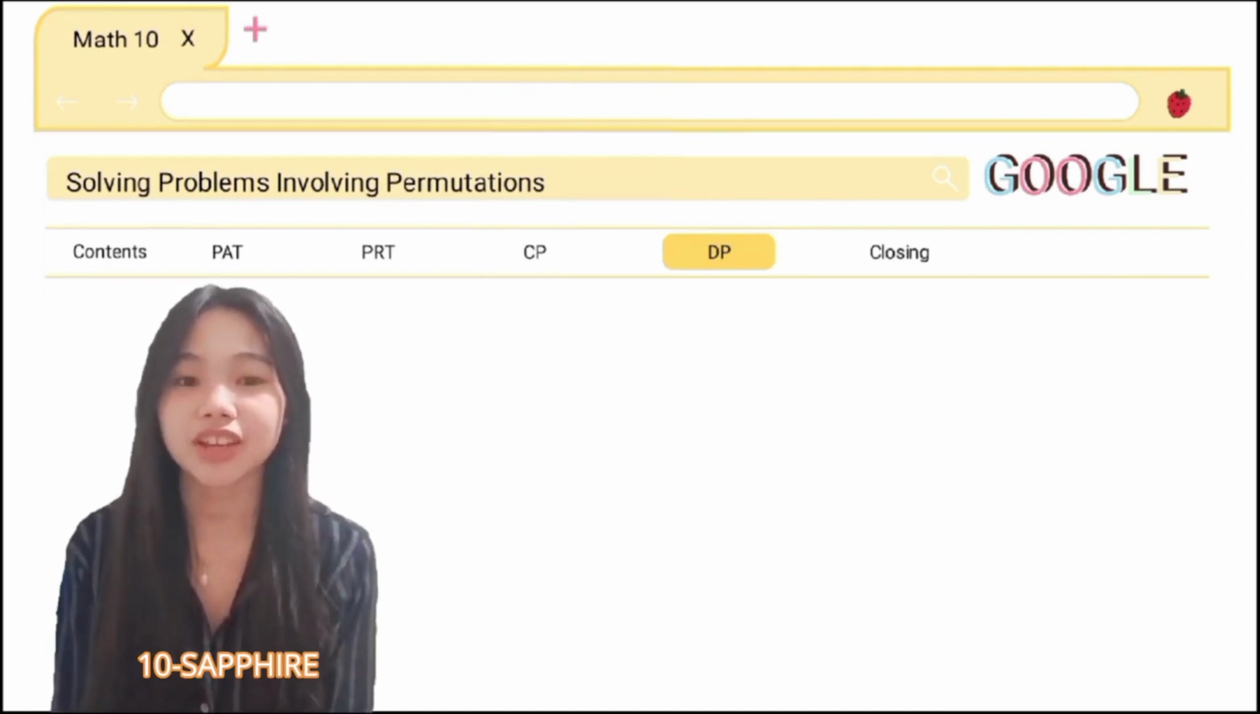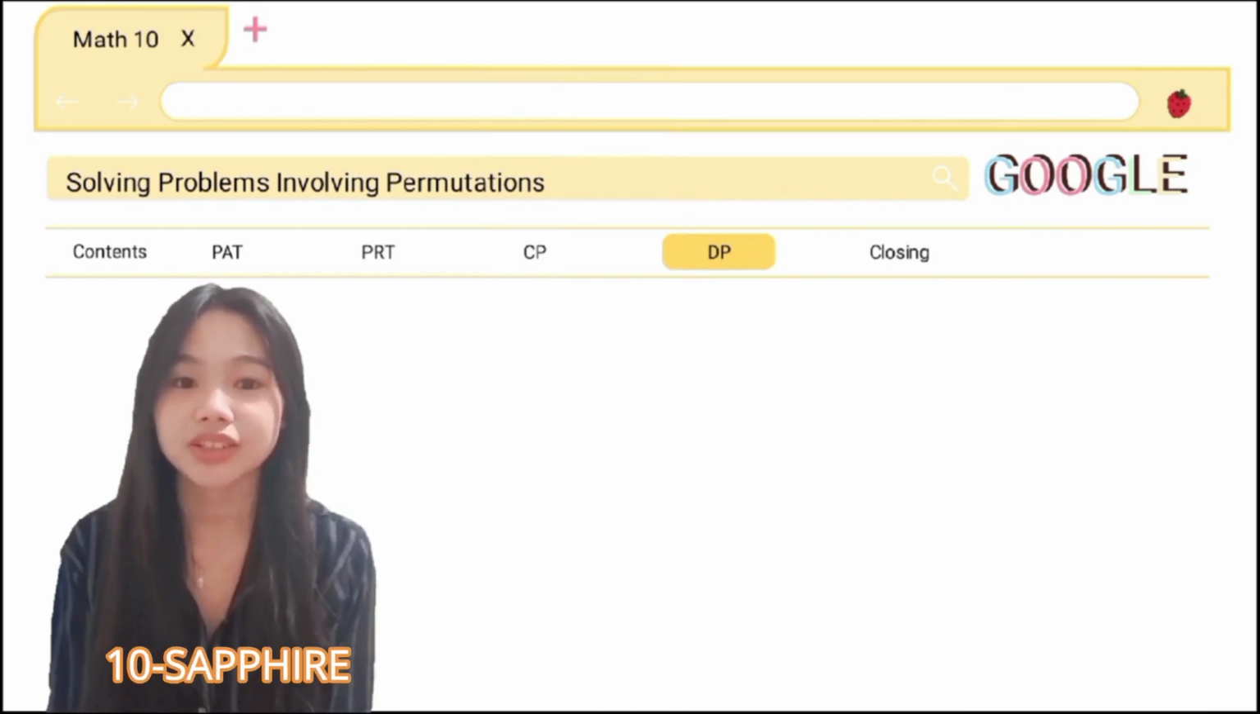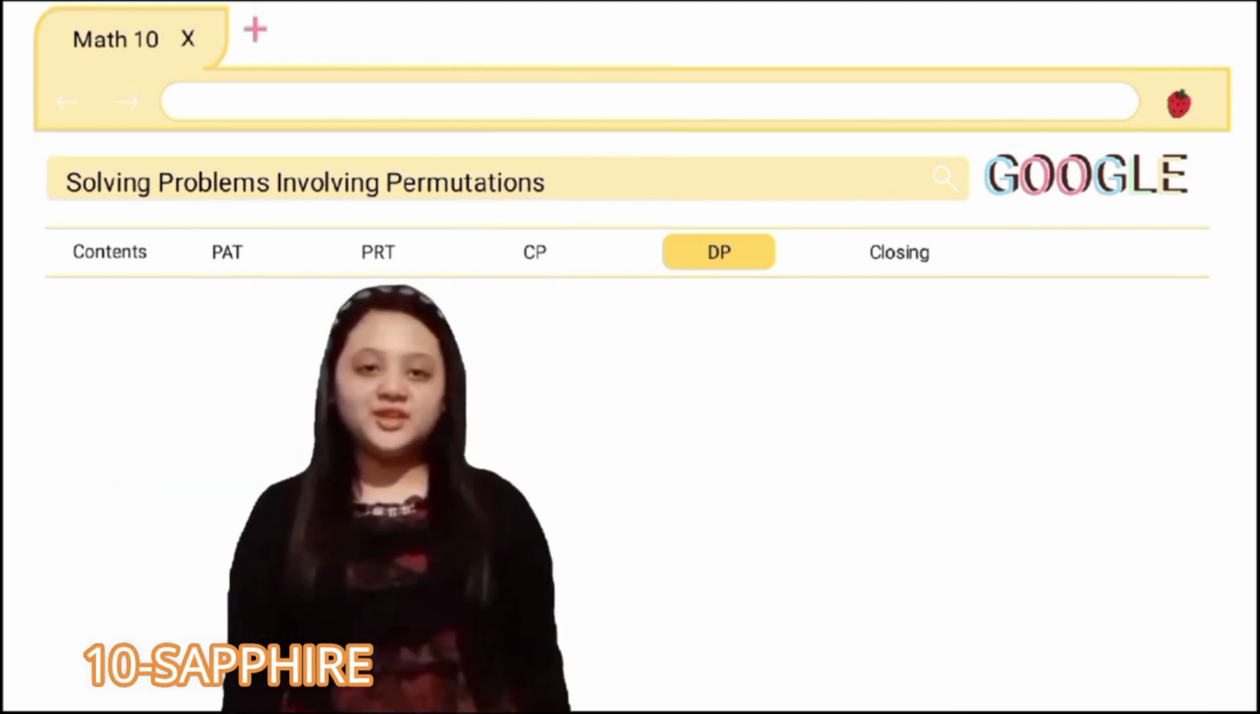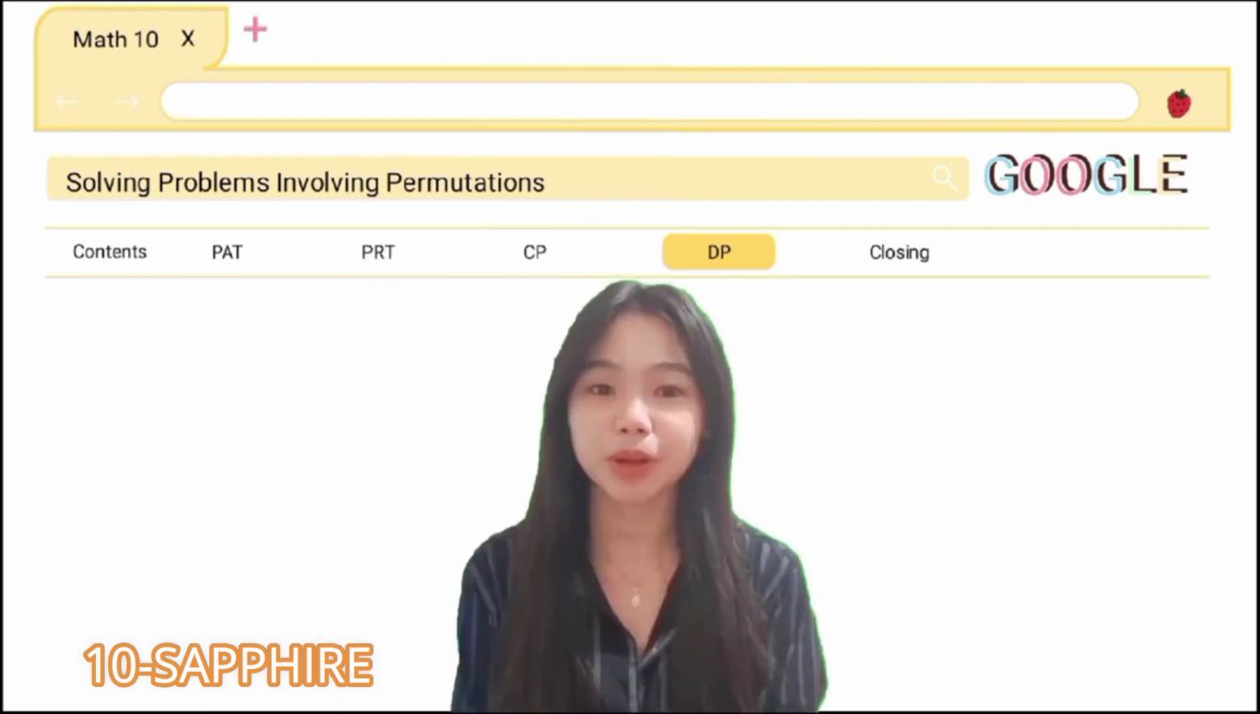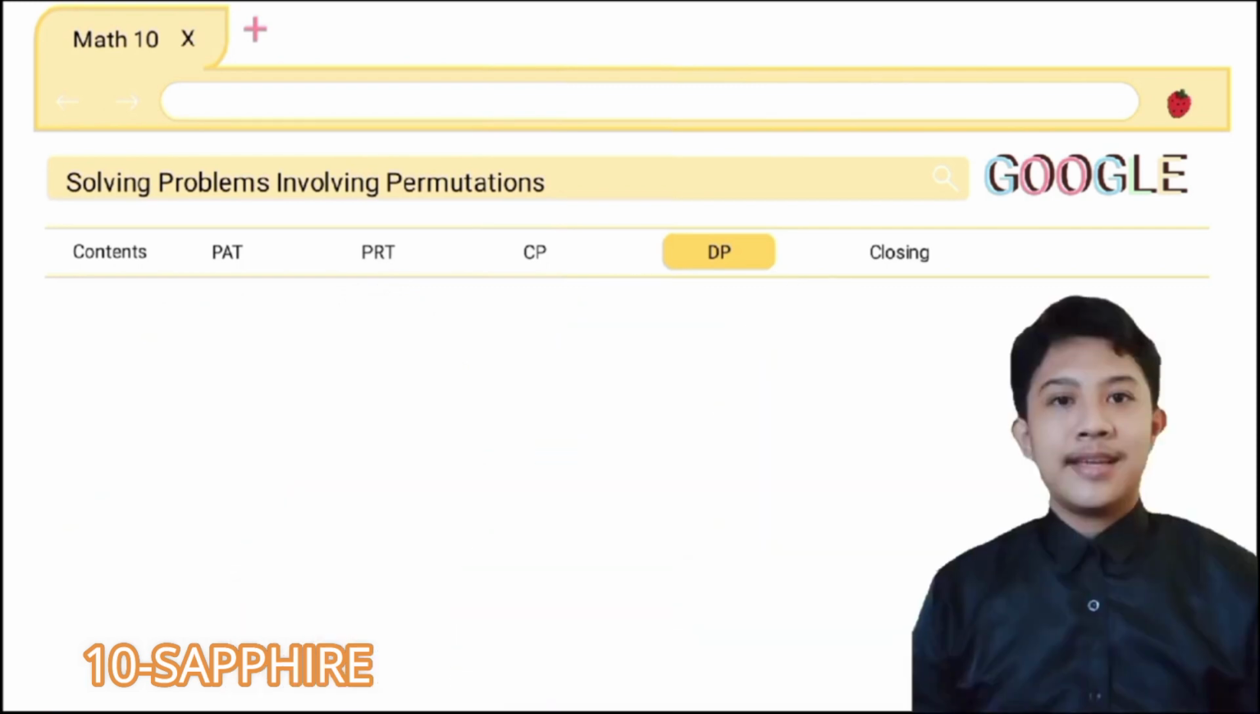Now I bet you can perfect your exam in permutation, whether it's permutation taken all at a time, permutation taken r at a time, circular permutation, or distinguishable permutation.